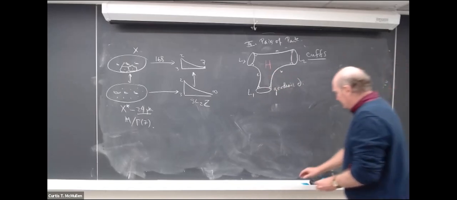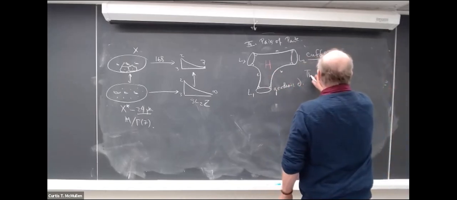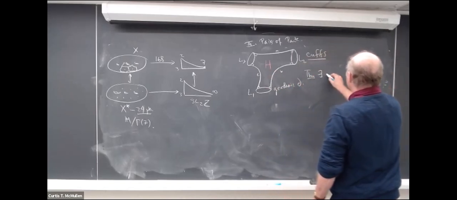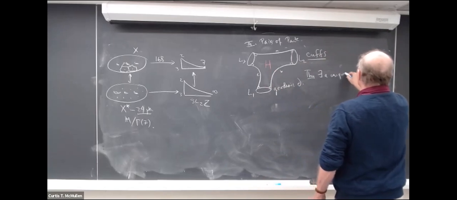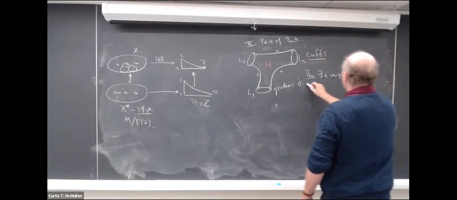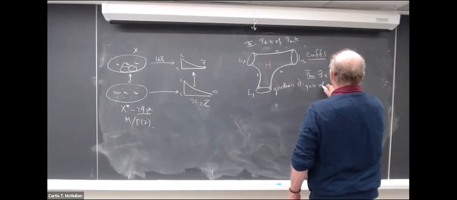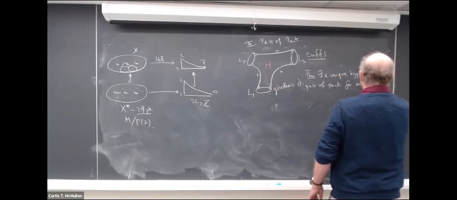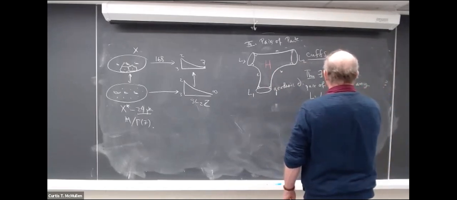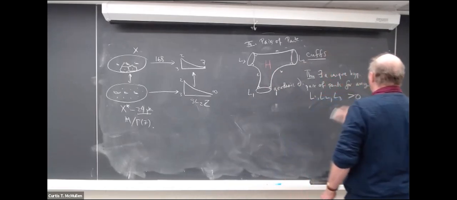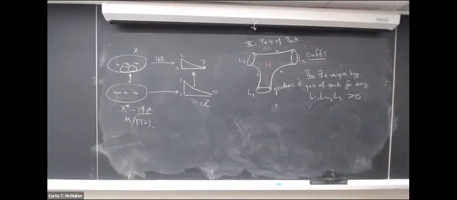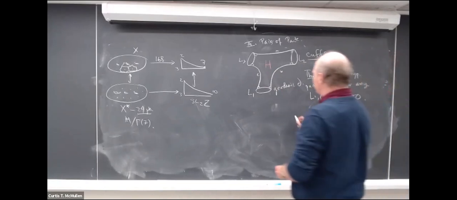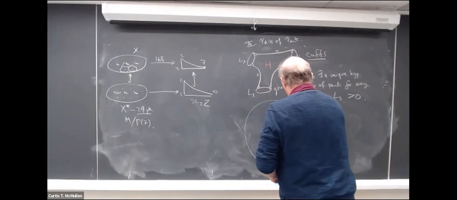So the theorem is that there exists a unique hyperbolic pair of pants for any L1, L2, and L3, all positive. You can choose the lengths at will and create a pair of pants. And here's the proof.